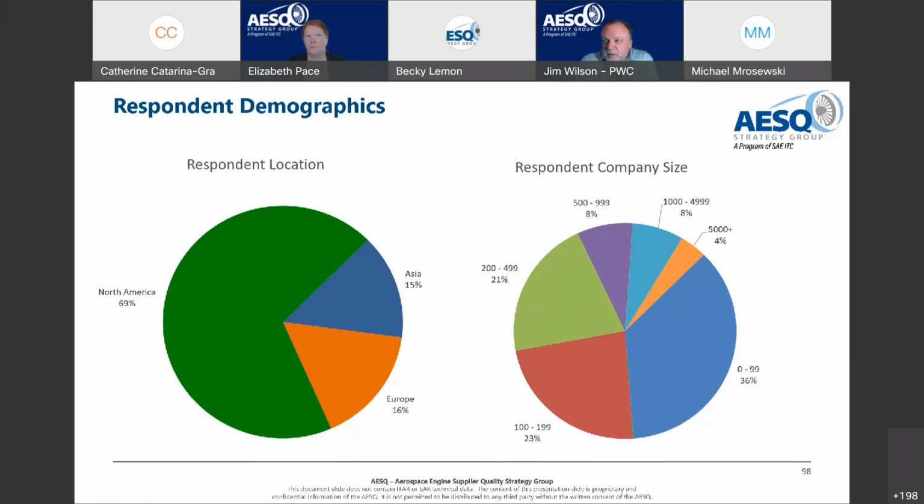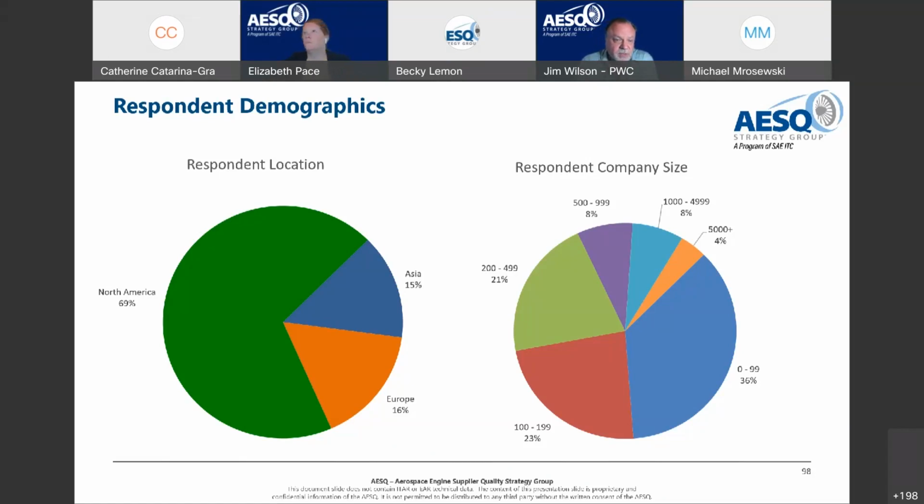One of the benefits of the way that we did the survey this time is we were able to segregate suppliers by which AESQ members they are actually supplying to, so we can segregate this data right down. For example, this is total data, but we could segregate it by Pratt & Whitney suppliers or by GE suppliers. That gives us a little bit more information, and some of the numbers do actually change when you start doing that. But basically, this is where the respondents came from.